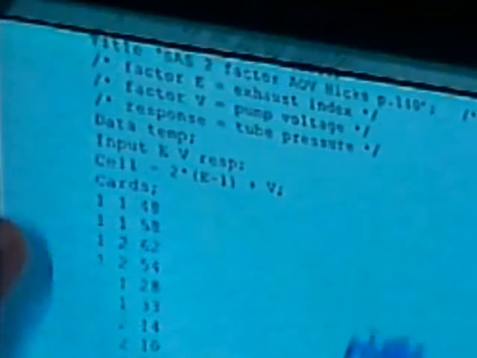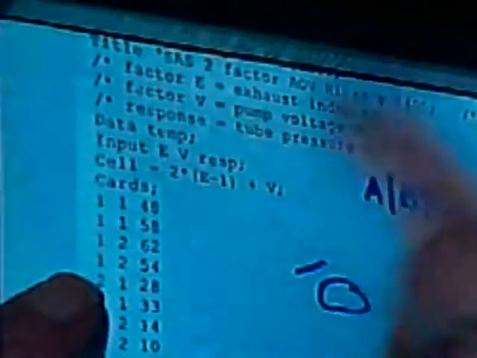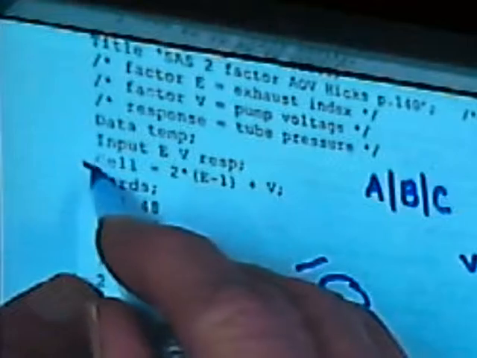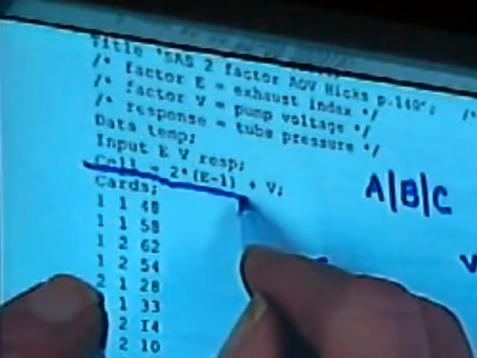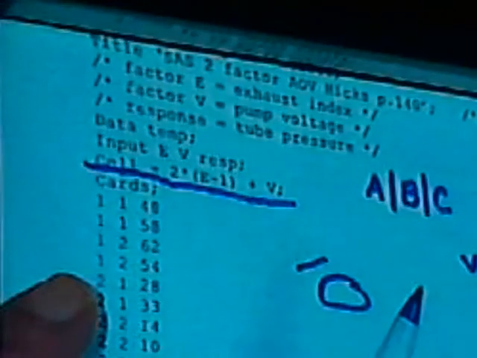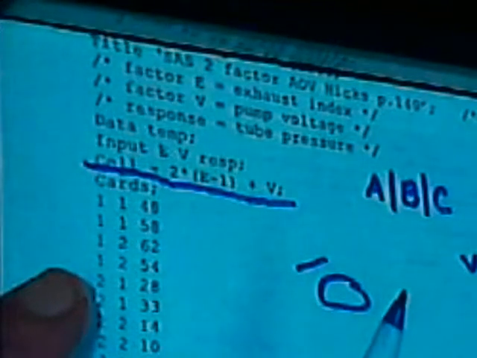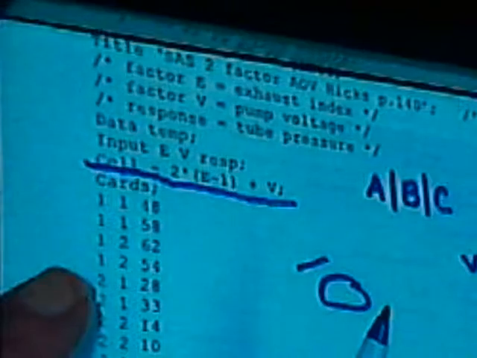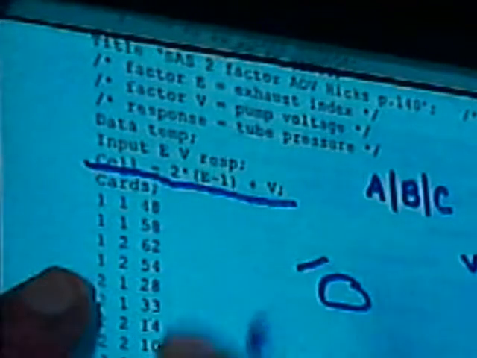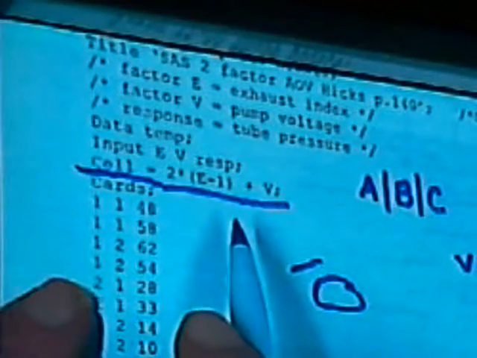I forgot something that was back up here, excuse me. It's this line right here. So I'm defining a new variable by this equation. Cell, I'm calling it. And basically, it's going to be 2 times E minus 1 plus V.